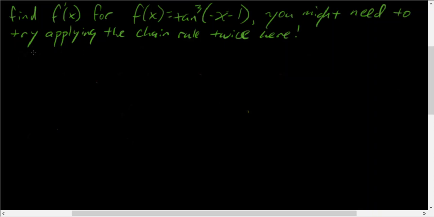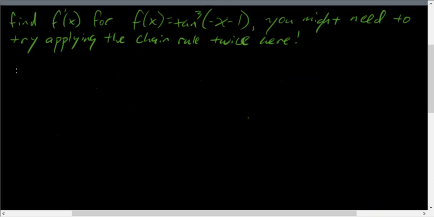We're going to see if we can apply the derivative here. So we've got our function, it's being cubed, and we've also got negative x minus 1. What would you guys try as your substitution? You might say, all right, I could make u equal tangent of negative x minus 1. And that's a totally legitimate substitution, right? Then your function f of u becomes simply u cubed.